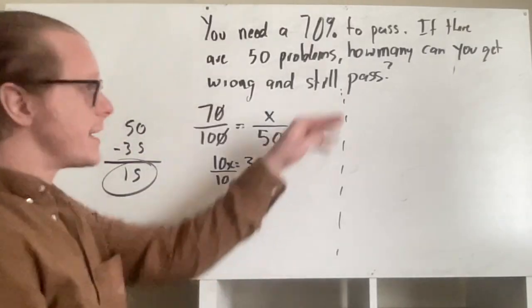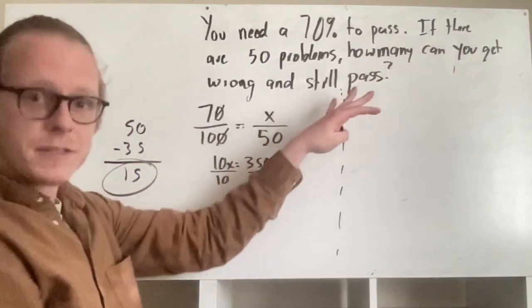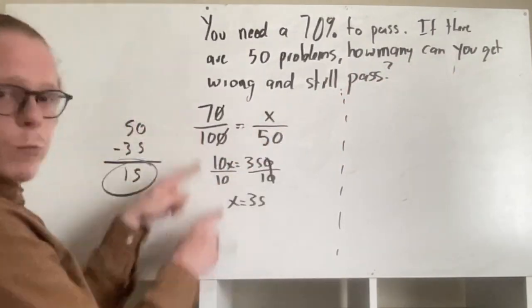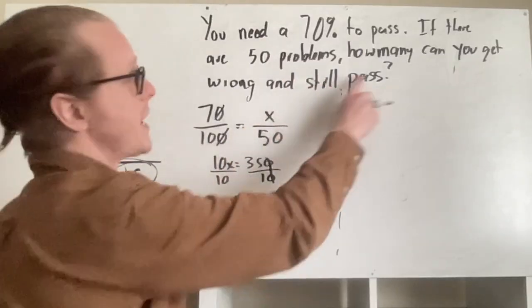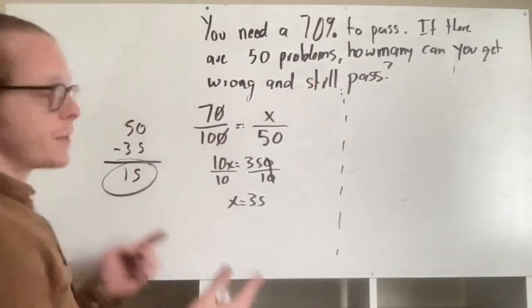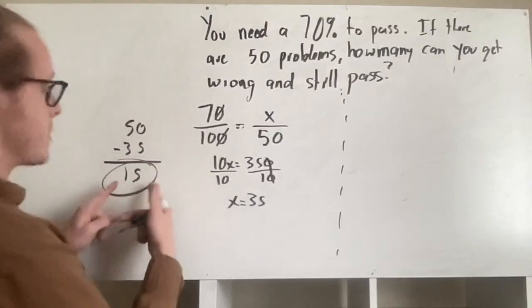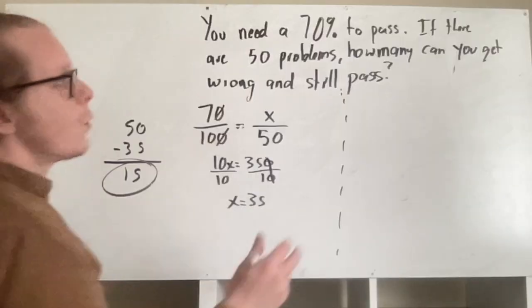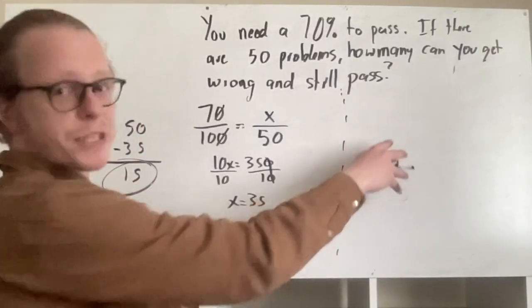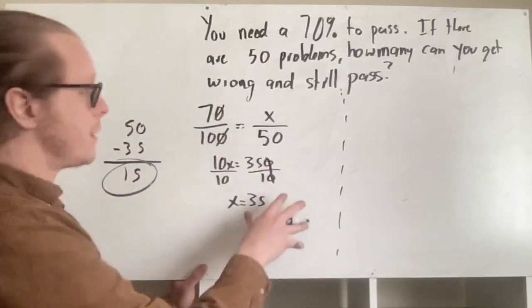15, right? We want to pay attention to what the question is actually asking us, and realize that here what we were solving for was how many do we need to get right. But this question asks how many can you get wrong? All right, so if we need 35 right, well then we have 15 that we could throw away, that we could get wrong.